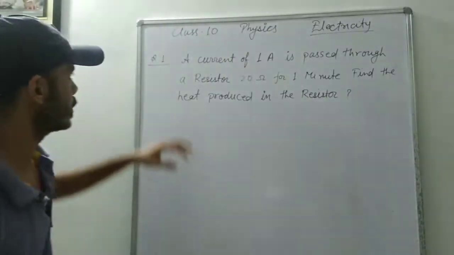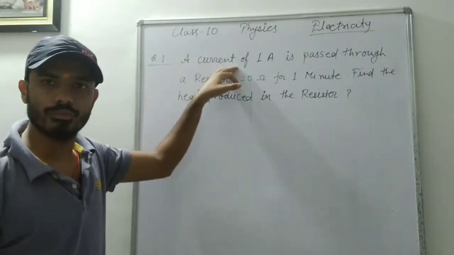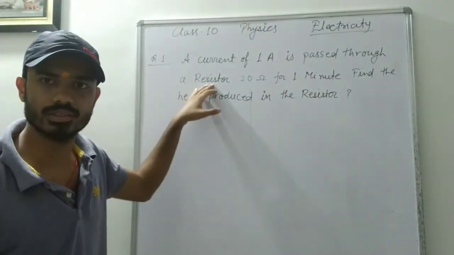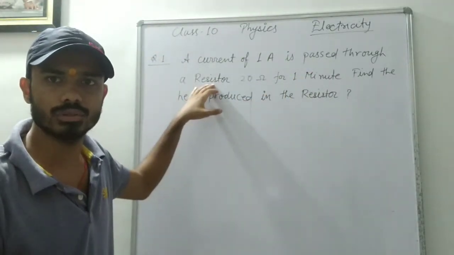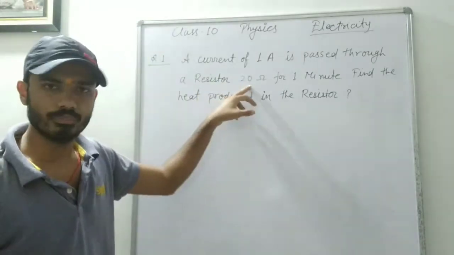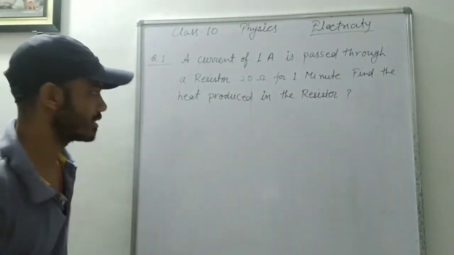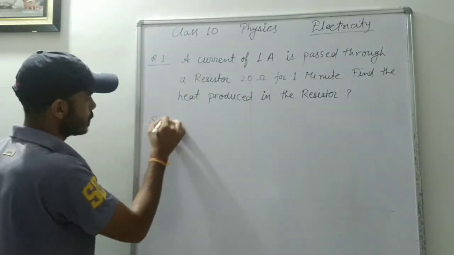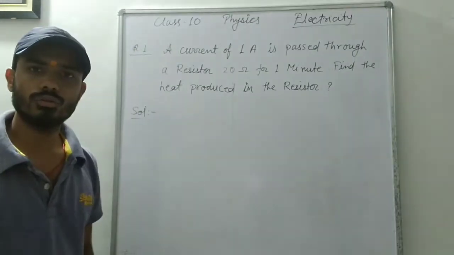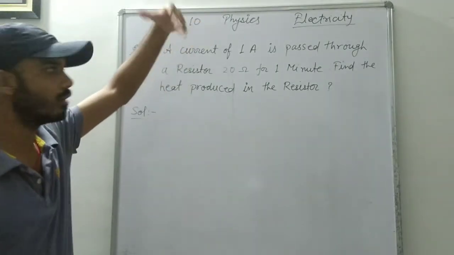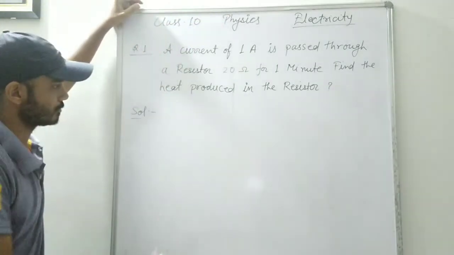So our first question is: a current of 1 ampere is passed through a resistor of 20 ohm for 1 minute. Find the heat produced in the resistor. Resistor means the device which produces resistance. So the solution for this. First, let's understand what the question is asking.